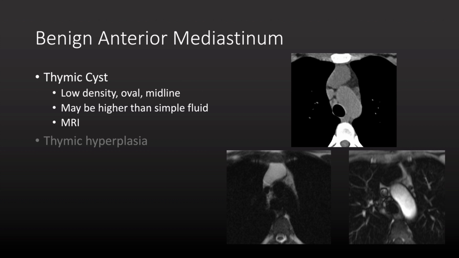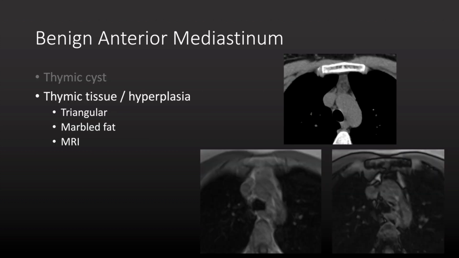So if you see something that measures simple fluid, great, you're done. Otherwise, you're going to want to do an MRI to prove that the lesion is pure cystic versus an enhancing solid neoplasm. So this is a thymic cyst. You can see on MRI it is bright on T2, equivalent to that of the CSF. And on this post-contrast sequence, there is no enhancement. So this is a simple thymic cyst.